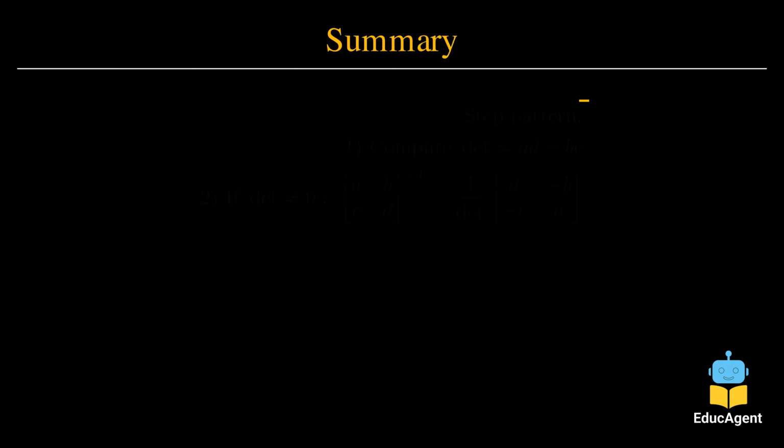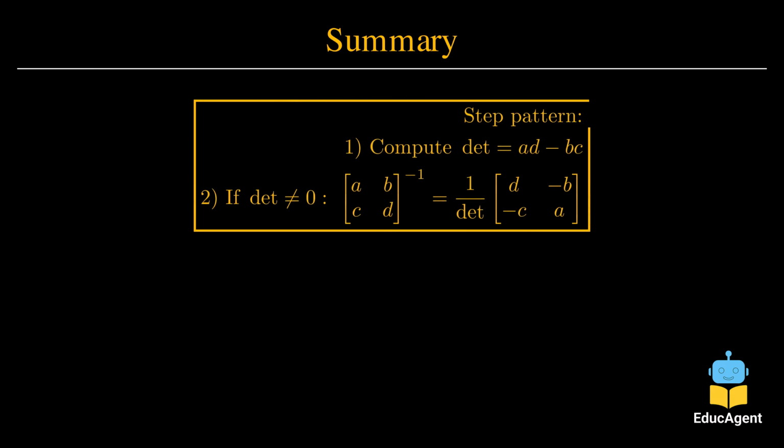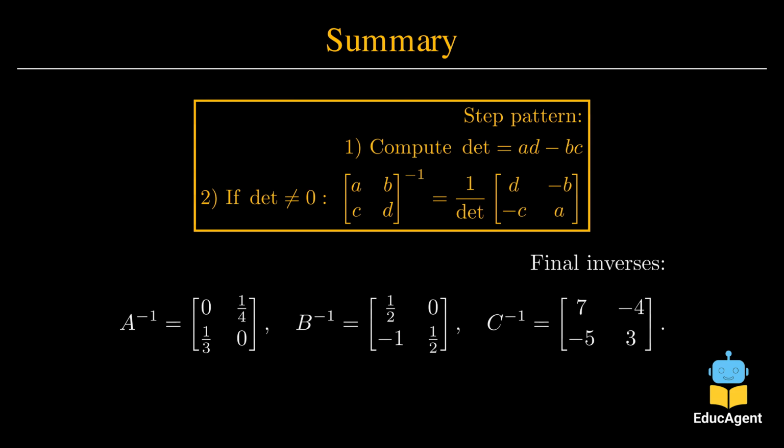Every time, it's the same rhythm. Determinant first, then swap, negate, then divide. Here are the final results, all coming straight from the same 2x2 inverse formula.